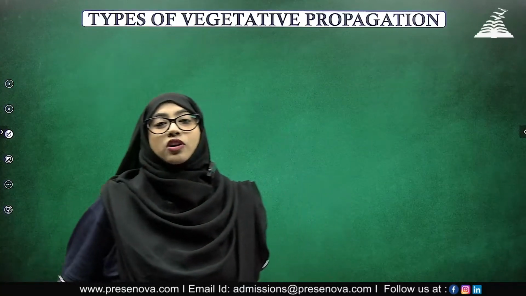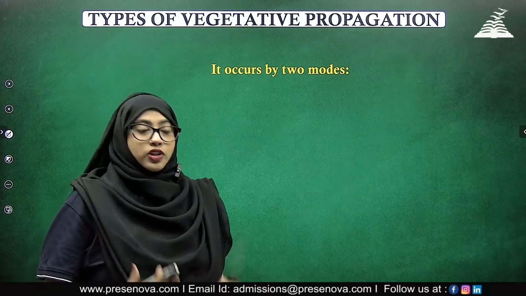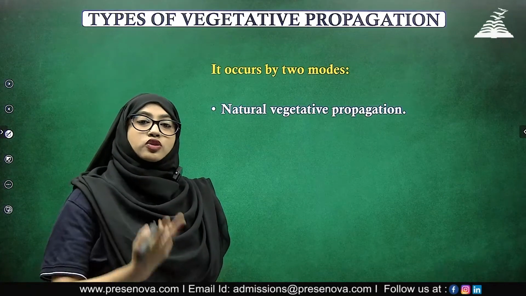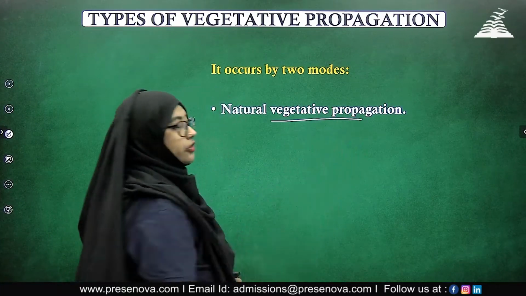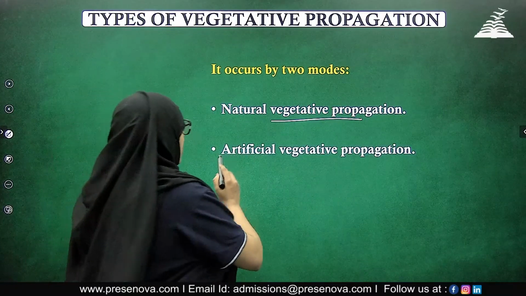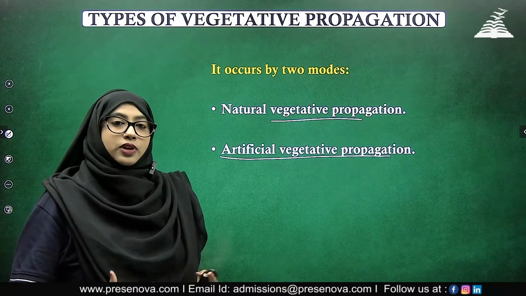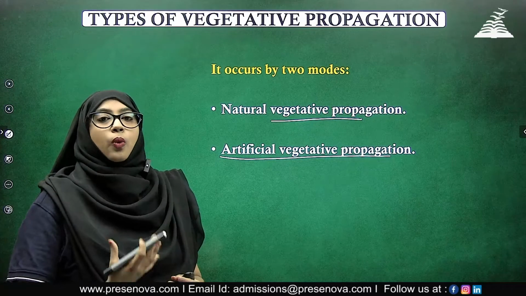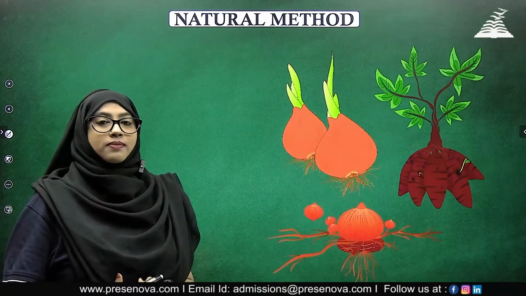Moving on, we will see what the different modes or types of vegetative propagation are. Vegetative propagation can occur by two methods or two types, that is natural vegetative propagation and artificial vegetative propagation. So let us see these types of vegetative propagation one by one. The first method is the natural method.